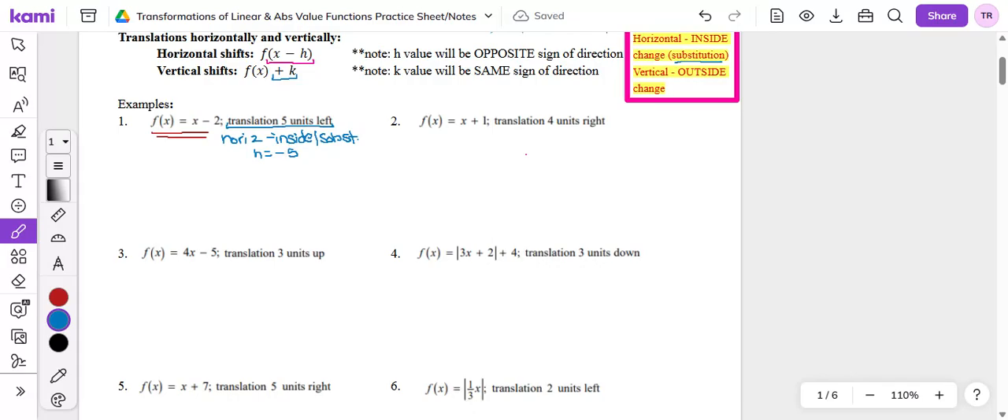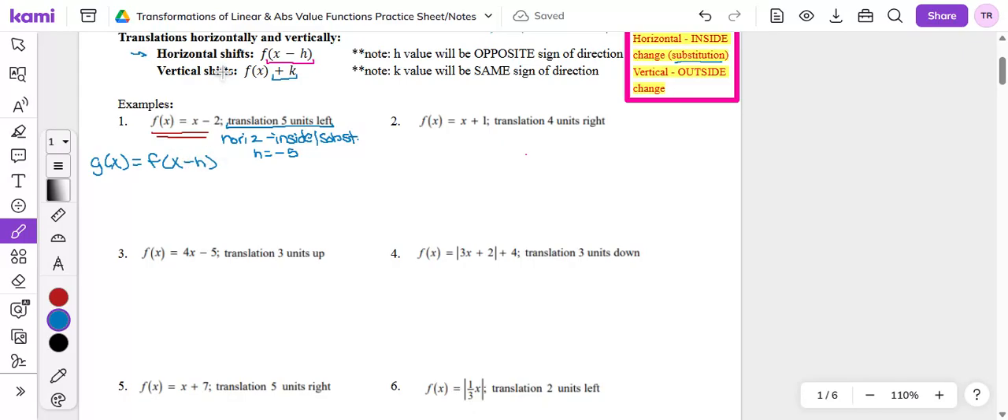Okay, so now I'm going to come up with a new equation. I can't name it f. You can use any letter you want. I'm just going to use g. So g of x has to equal f of x minus h. And again, I got that from up here.